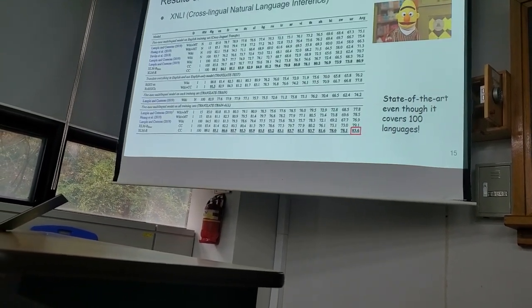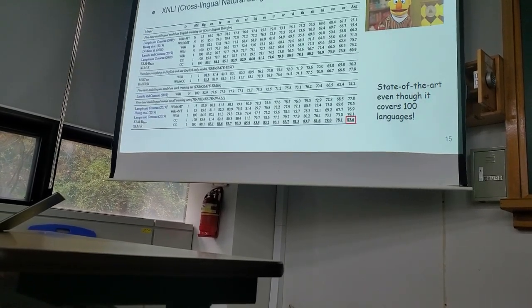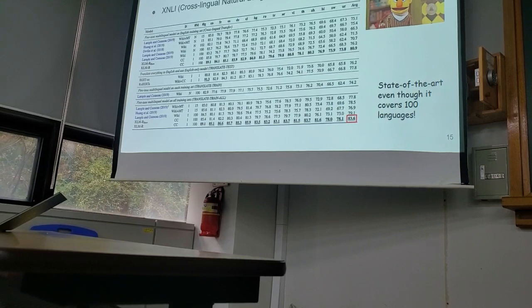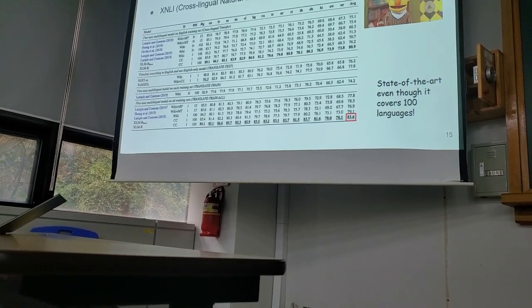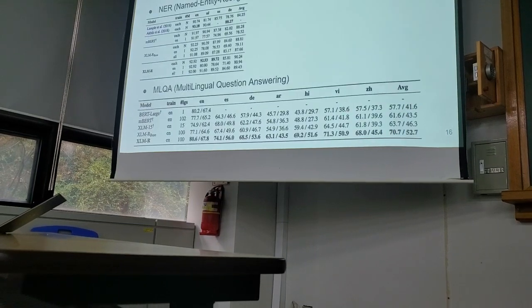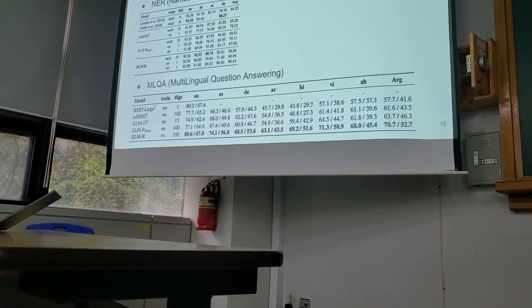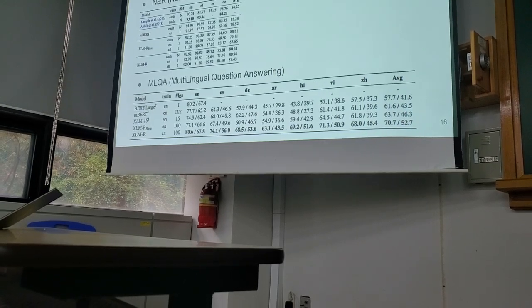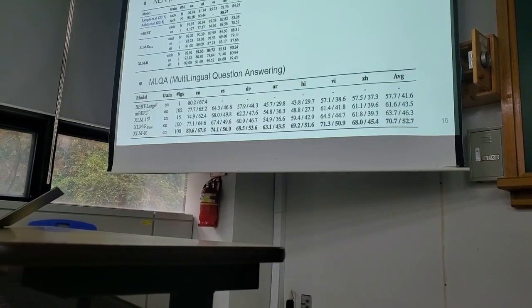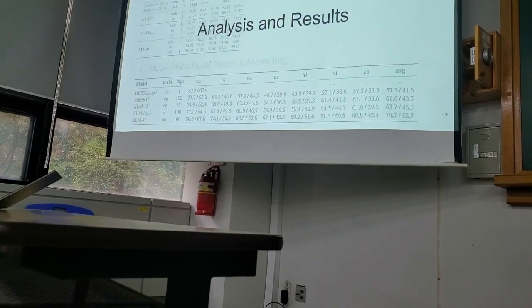And this is the result. So even though XNLI can cover about 100 languages, they achieve the state-of-the-art compared to the previous methods. And the second result is NER, and the third result is MLQA. As you can see, it is better than the previous approach. But we will explain in more detail in the next sections.